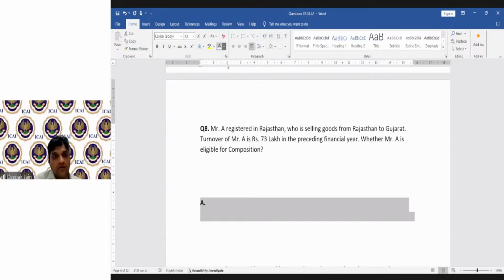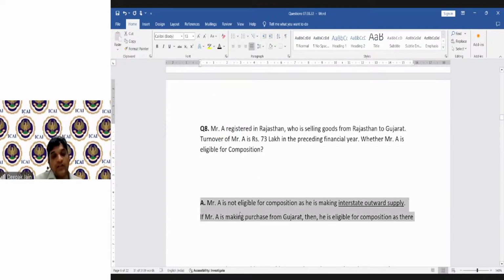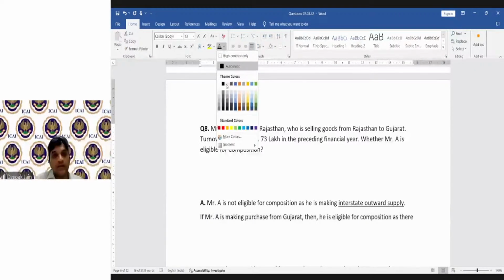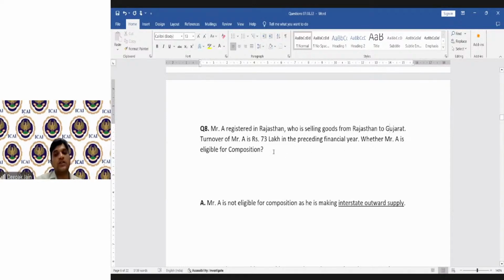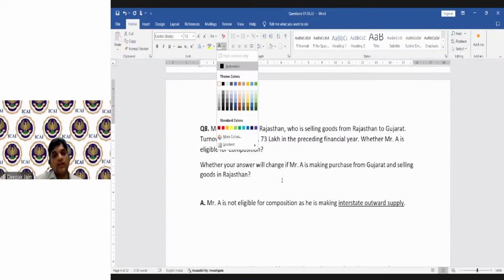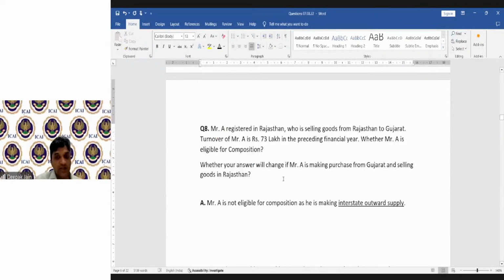In the case of 8, he is not eligible as he is making an interstate outward supply. Be careful. A composition dealer cannot make an interstate supply, since in this case he's making sales from Rajasthan to Gujarat, from one state to another, so he is not eligible. So what happens in a twisted question where they say, will your answer change if Mr. A is making purchases from Gujarat and selling goods in Rajasthan?